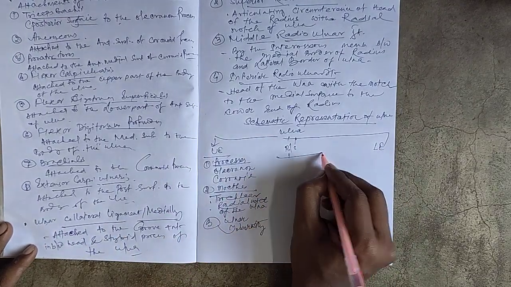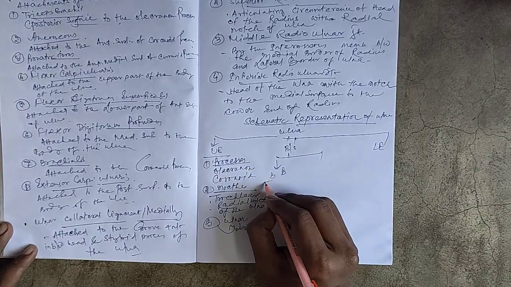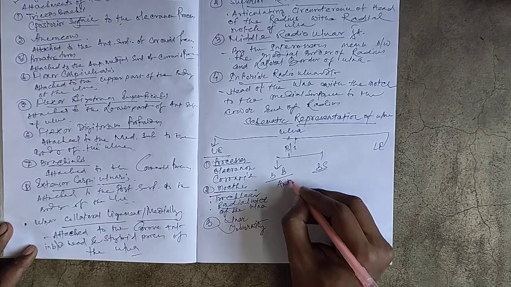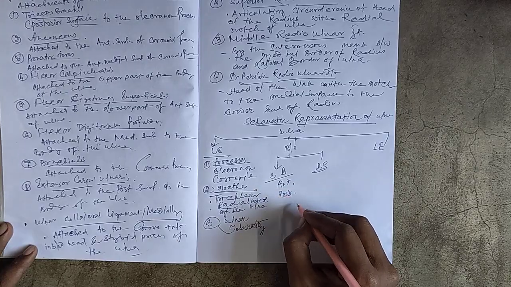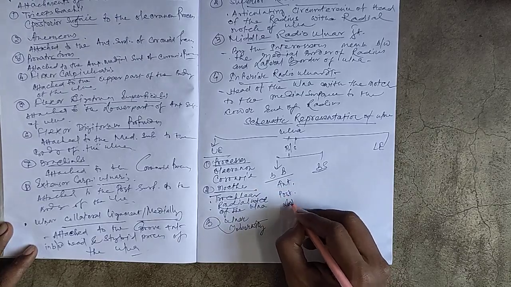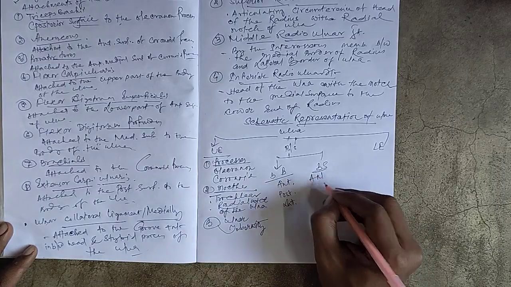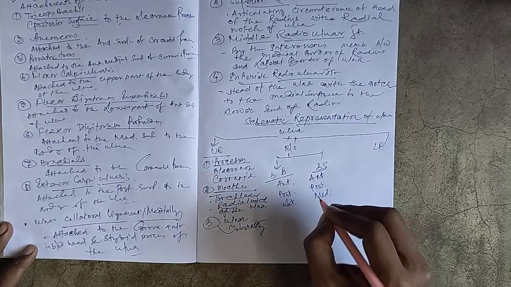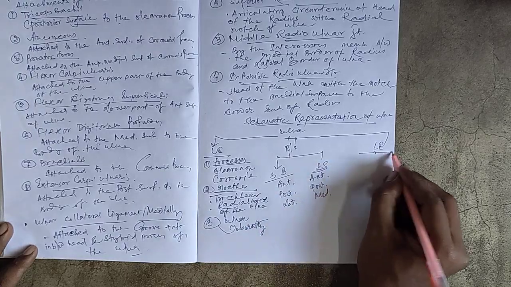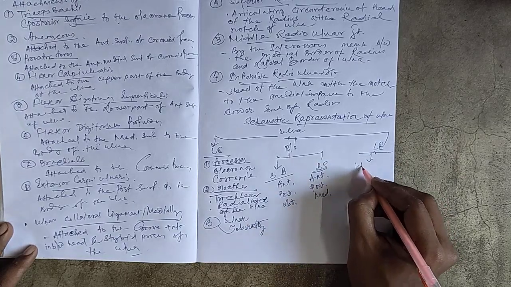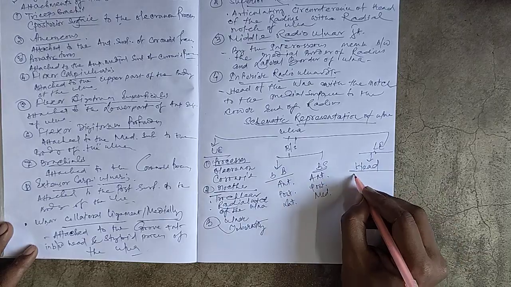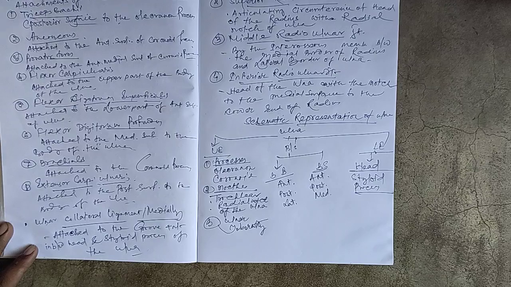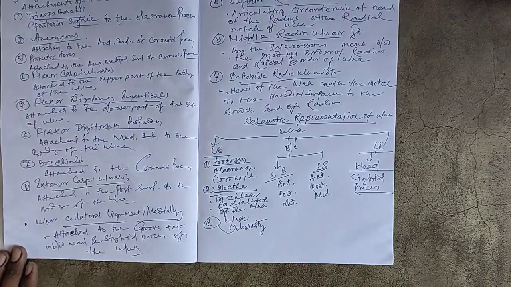The body or shaft has three borders and three surfaces: anterior border, posterior border, lateral border; anterior surface, posterior surface, medial surface. And the lower end has the head and the styloid process. So these are the total structures of the ulna.